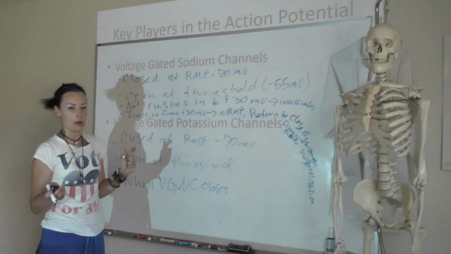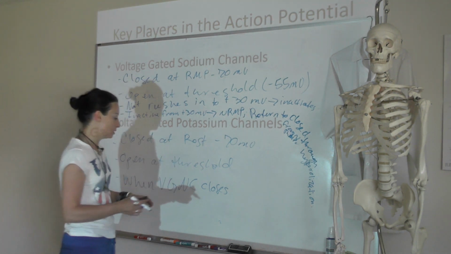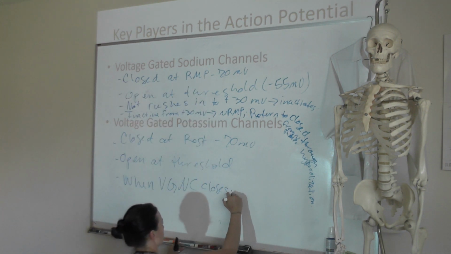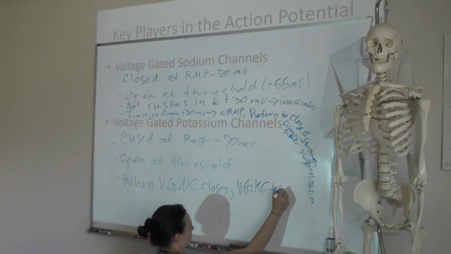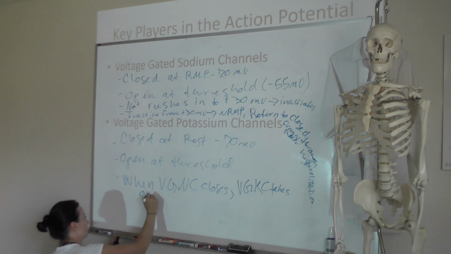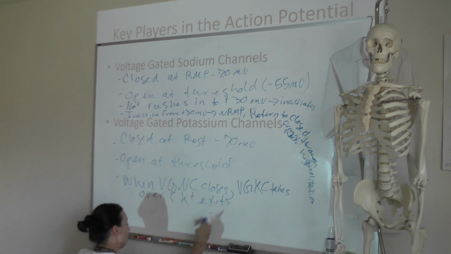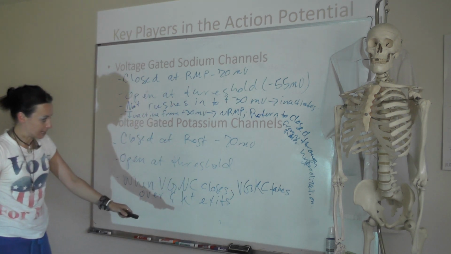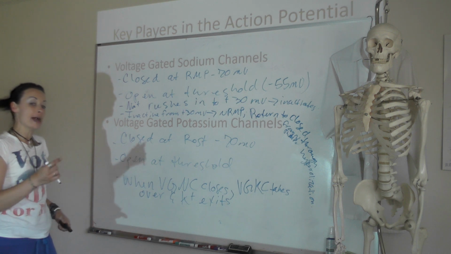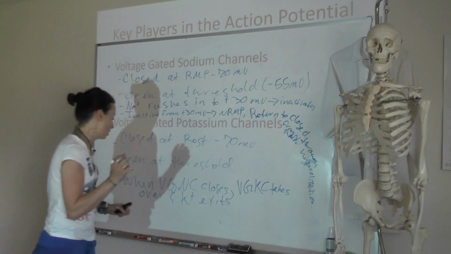It's been open all along. We just couldn't see the effect because this was open. So when the voltage-gated sodium channel closes, the voltage-gated potassium channel takes over, and potassium exits, first repolarizing the cell from positive 30 back to negative 70 millivolts, but then it stays open a little longer, so it hyperpolarizes the cell.